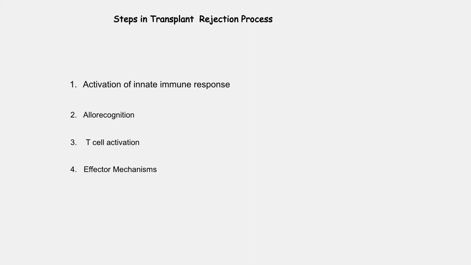The immune response that results in transplant rejection is also similar. First, there is activation of the innate immune system. Then recipient T cells recognize donor HLA molecules. This process is called allorecognition. This results in activation and proliferation of recipient T cells. Effector mechanisms include a cell-mediated response that results in cellular rejection, or an antibody-mediated response that results in antibody-mediated rejection.